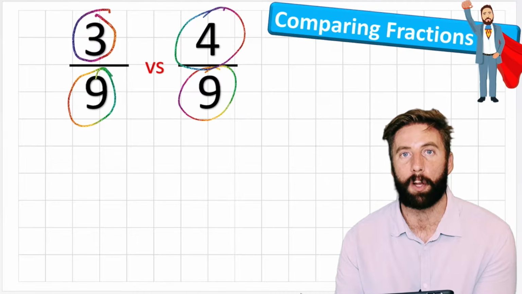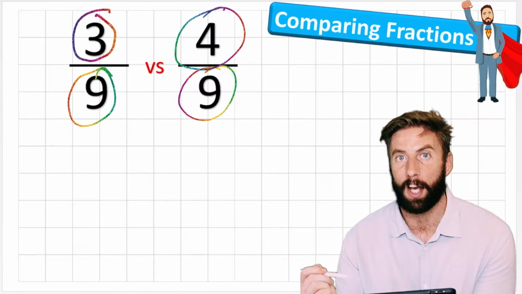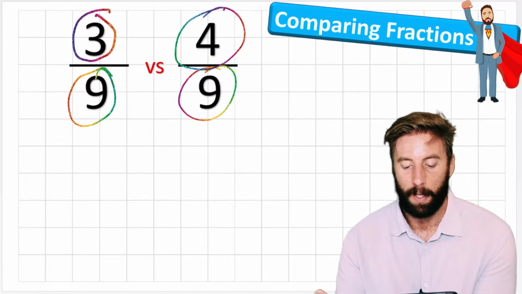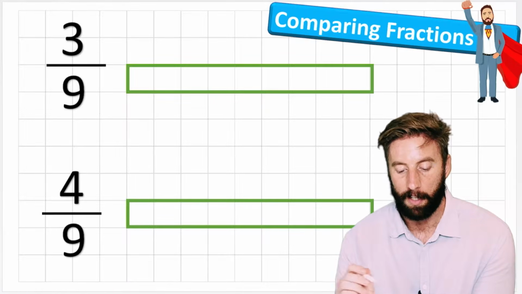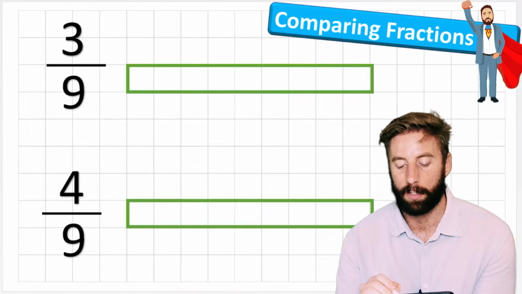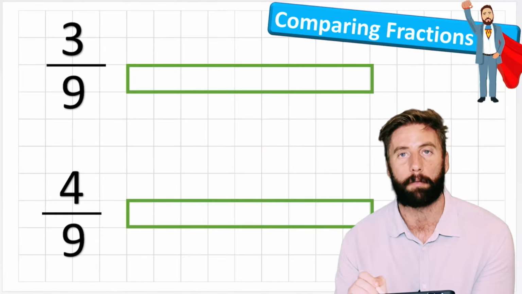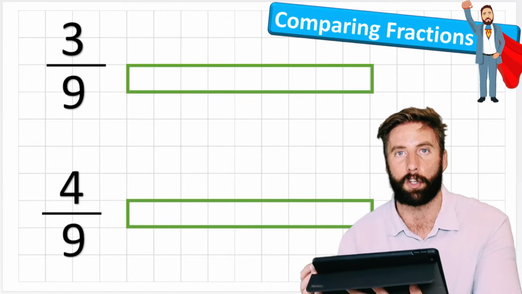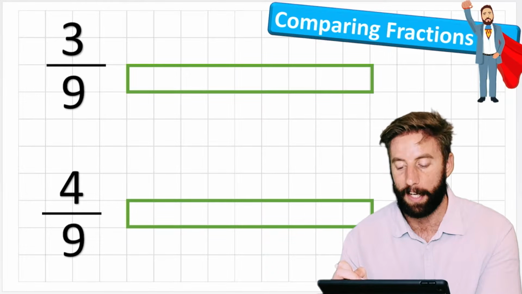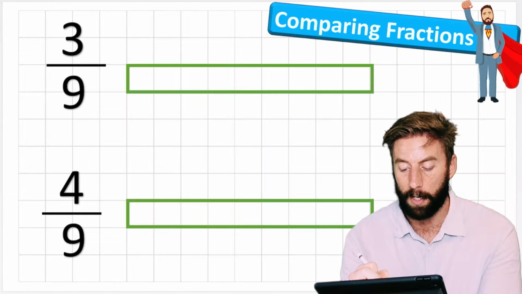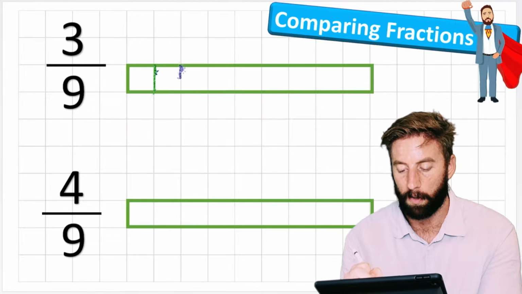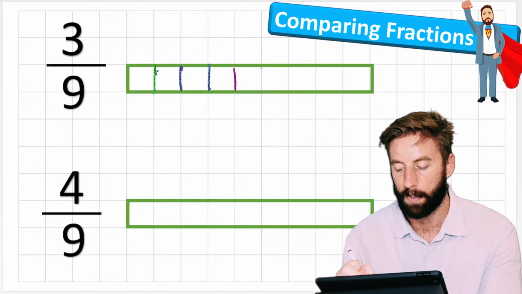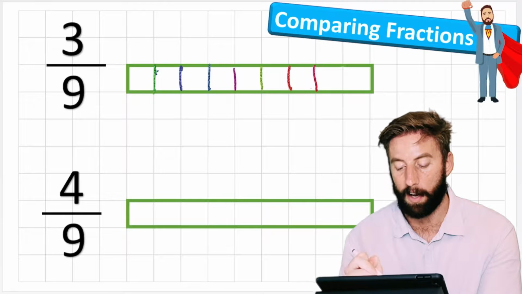Well, what I think helps a lot is turning this into a bar model to help us see it. So I can have a look at my fractions like this. The first one says 3/9. So I've chopped my chocolate bar, imagining this green line is my chocolate bar, into 9 even sections. Let's do that for a second: 1, 2, 3, 4, 5, 6, 7, 8, and 9.